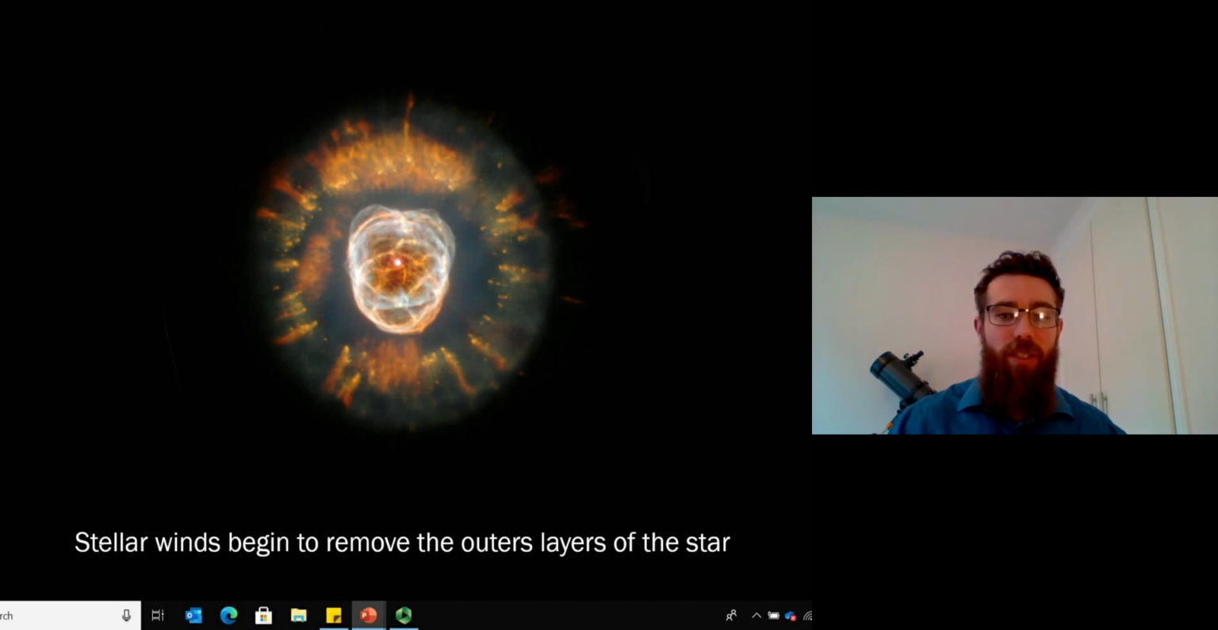Now, during this process, you have the stellar winds from the actual central star, and it begins to remove these outer layers. So it's this wind that is actually removing these layers, and you're losing a lot of the mass from that. So it starts to form this kind of envelope around the star, which will begin to form the actual planetary nebula.